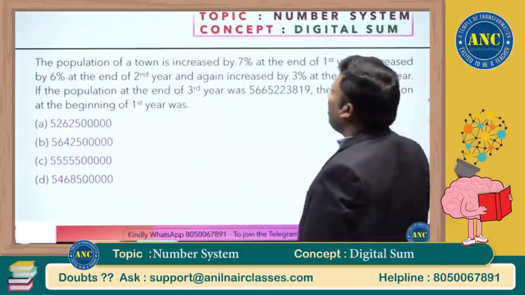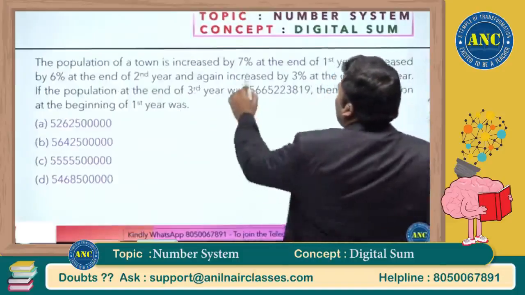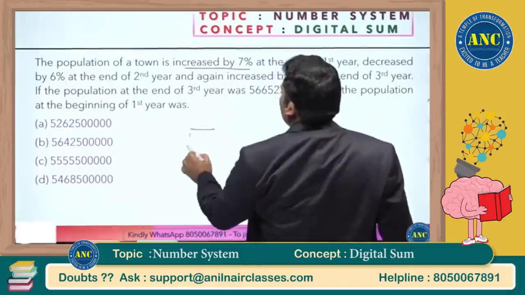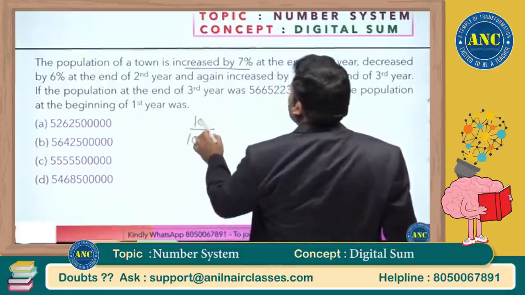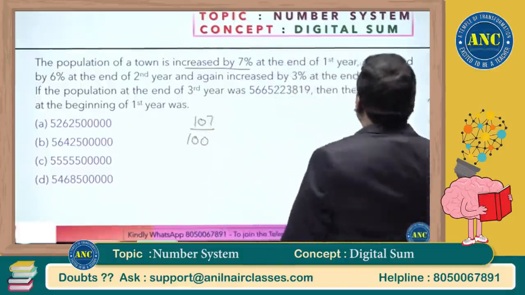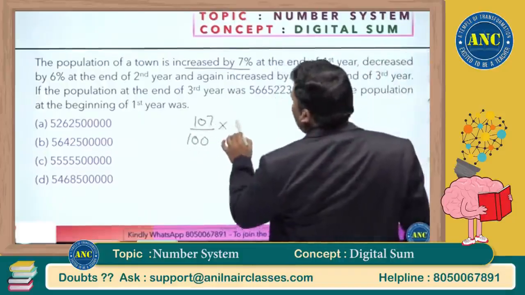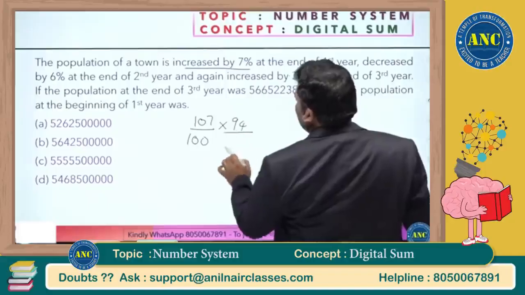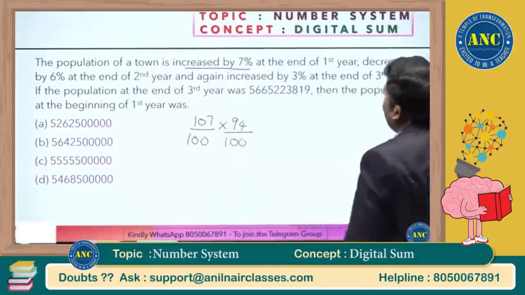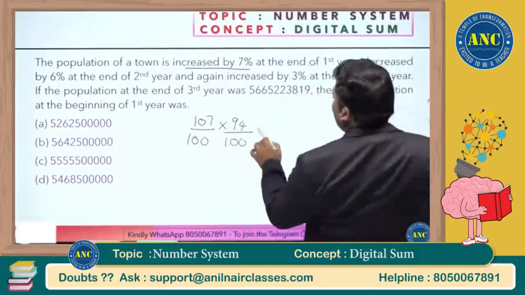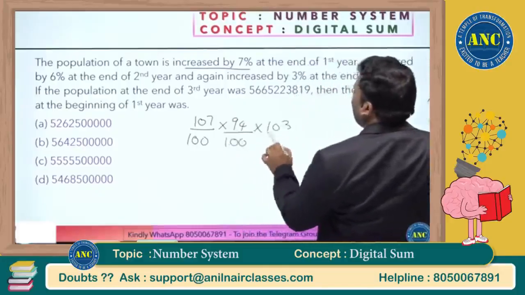The population of a town is increased by 7%. 100. It has increased by 7, 107, at the end of the first year. Then decreased by 6%. 100, 6 decrease, 94 by 100. Again increased by 3%, 103 by 100.